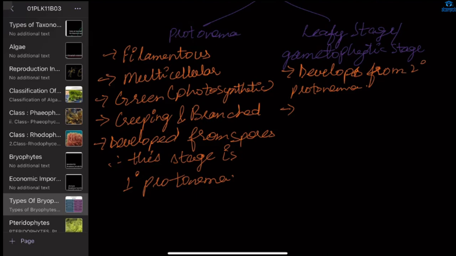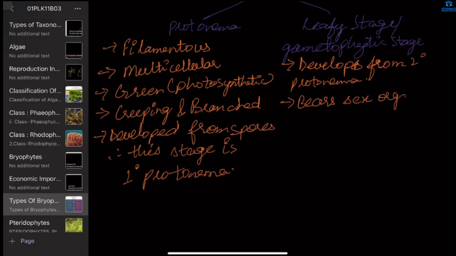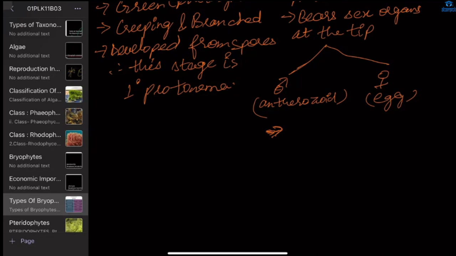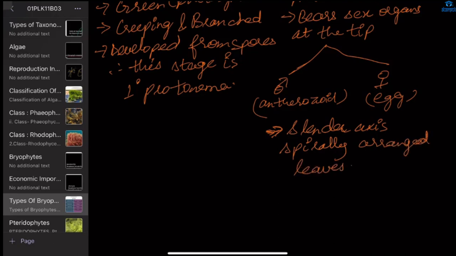This leafy stage will bear the sex organs, because now the protonema has grown and fully matured, and therefore they will contain the male and female sex organs. These sex organs are found at the tip, one male and another female. The male will form antherozoids and the female will form the egg. Also, this leafy stage contains slender axes with spirally arranged leaves. Leaves are found here.